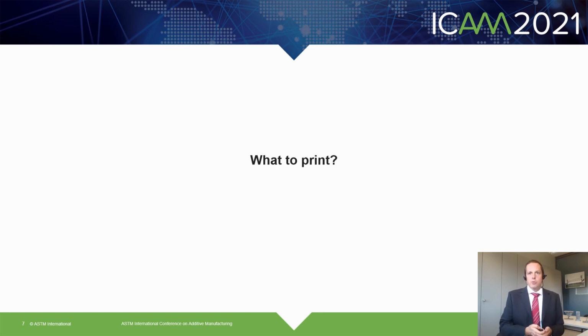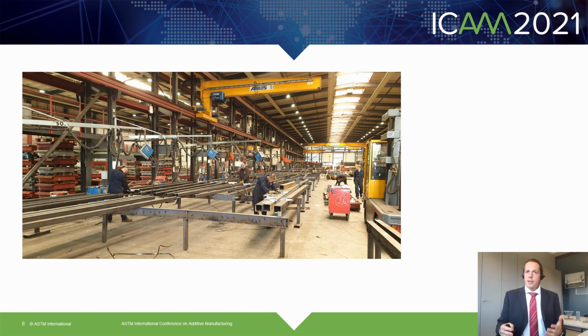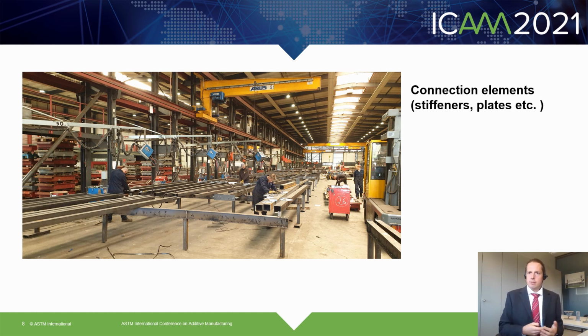Now I would like to move on to what you can print usefully. When you think of steel construction and consider what can be manufactured additively, you certainly don't think of rolled beams and large sheets. No, their production is already highly optimized. Even if we can print steel at high deposition rates, as I mentioned before, we'd better focus on small elements, such as connection elements like stiffeners, plates, etc.